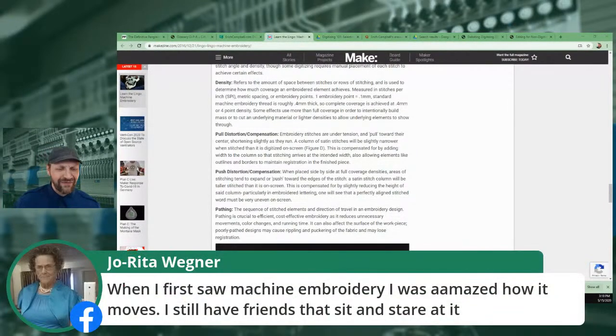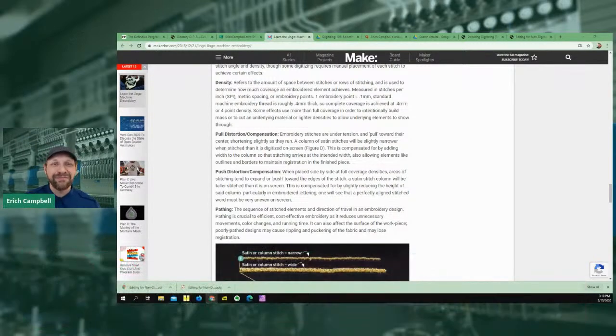Joe Rita says, when I first saw machine embroidery, I was amazed at how it moves. I still have friends that sit and stare at it. Absolutely. People are still enthralled by embroidery machines. Even now, when I see a video of an embroidery machine running on Instagram or something as I scroll by, I stop for a second. I'd love to tell you that I'm not still into it, but I'm into it. I'd love to say I'm over it, I've seen everything, but I still watch embroidery machines. I still like to see it going. And I may be alone in that. Some of us are definitely the kind of people who run away from embroidery machines while they're running. I'm a watcher. I still want to see what they're doing.